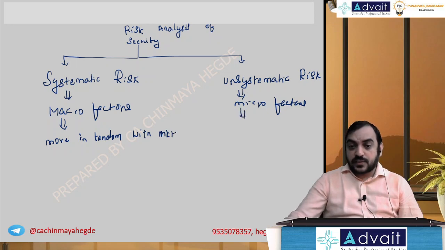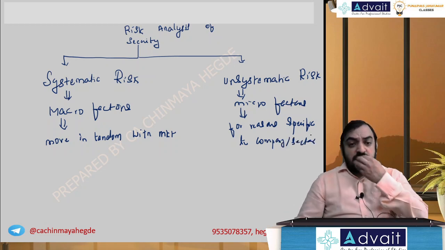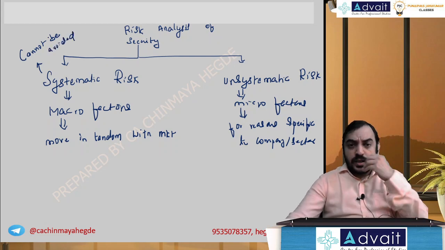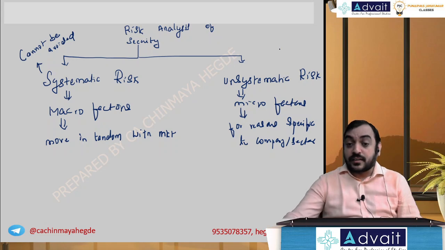Micro factors move for specific reasons, for reasons specific to the company or maybe sector. So this systematic risk cannot be avoided. This will always be there. This is market risk. You can't take out the market risk.